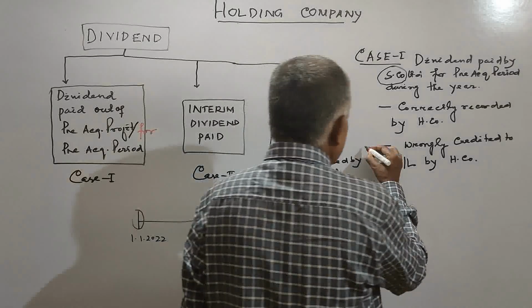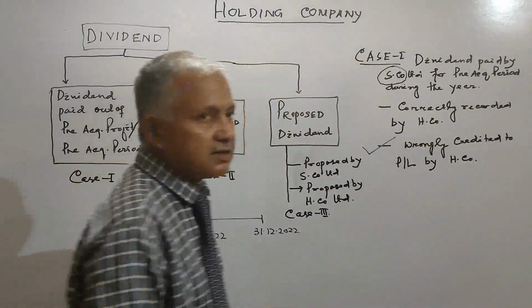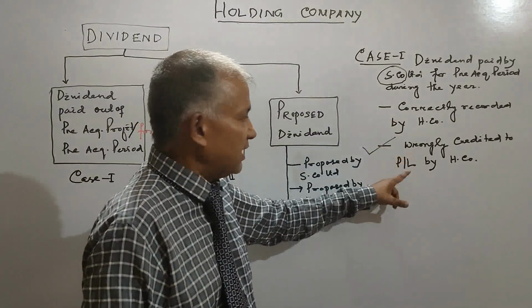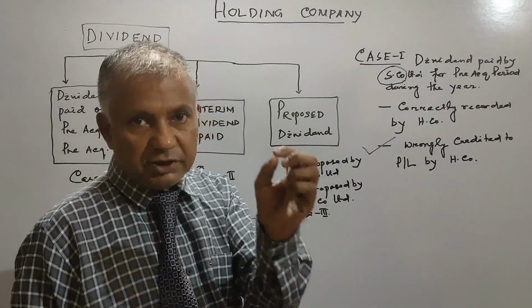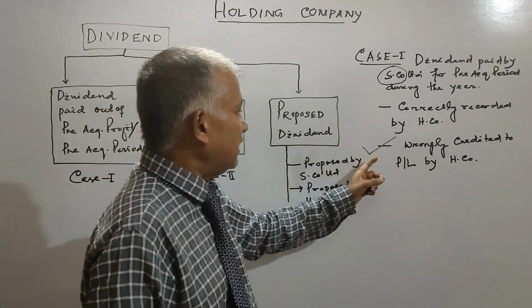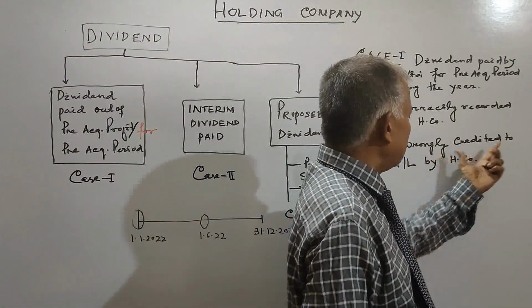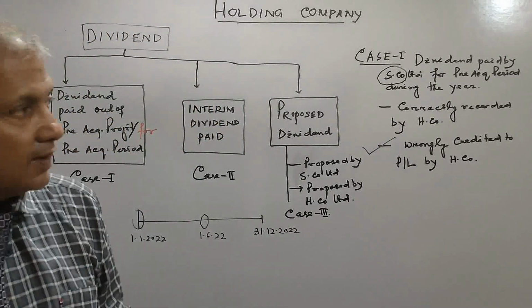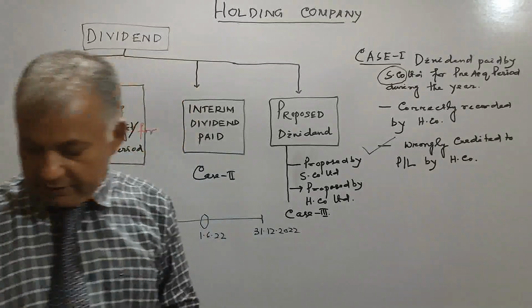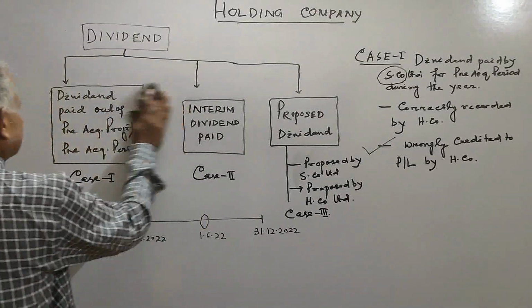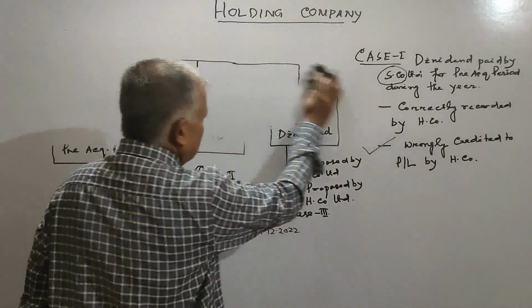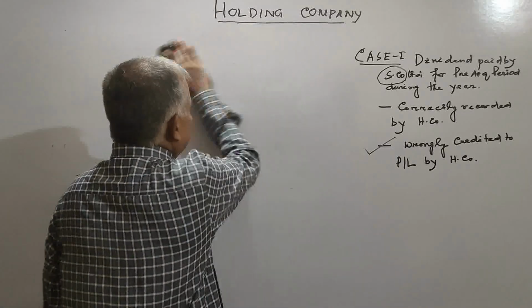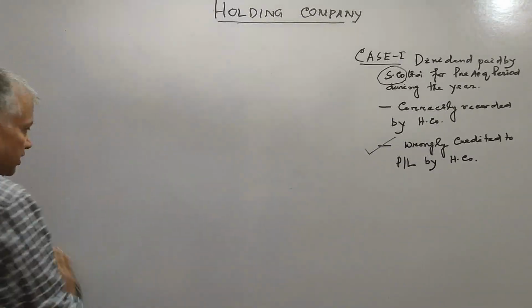Generally, you will find this sort of adjustment in most of the problems. So we will learn both of the things, but so far as your problem is concerned, generally they tell you the dividend wrongly credited by the holding company to its PL. So we shall deal with this situation. Now let us come to the pre-acquisition dividend.